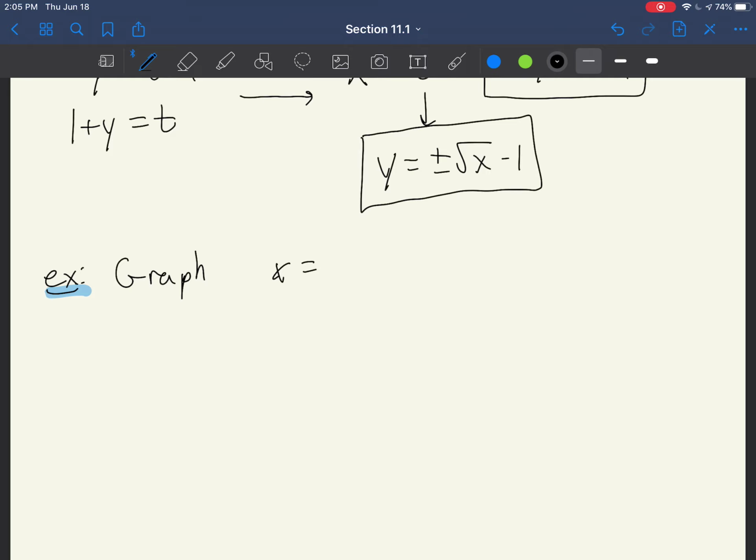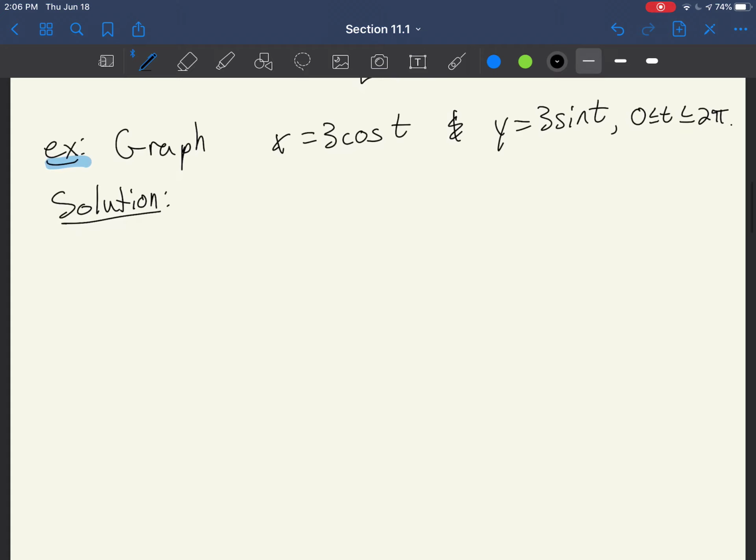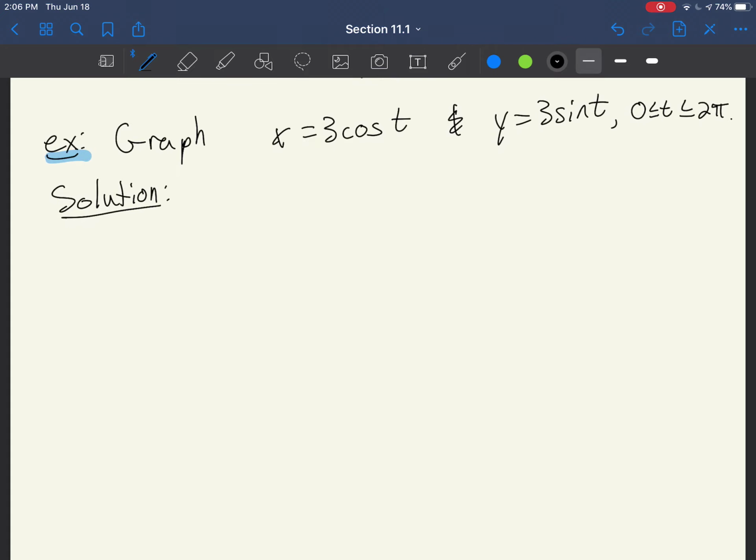Next example, let's do something similar. Let's graph x equals 3 cosine t and y equals 3 sine t. In the previous example, we let t be anything we want. Here we're going to restrict ourselves to t being between 0 and 2 pi. So here we have a closed parameter interval, so we will have an initial point and a terminal point.